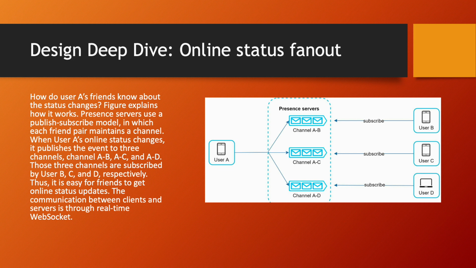Now, presence servers use a publish subscribe model in which each friend pair maintains a channel. When user A's online status changes, it publishes the event to 3 channels: A-B, A-C, A-D. Those 3 channels are subscribed to by users B, C, D respectively. Thus, it is easy for friends to get online status updates. The communication between the clients and servers is through real-time WebSocket.